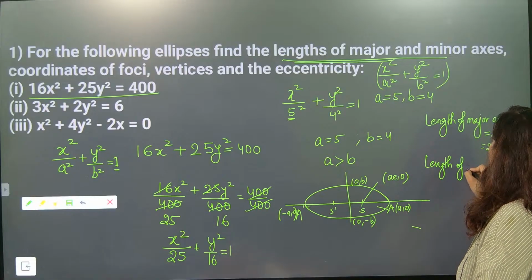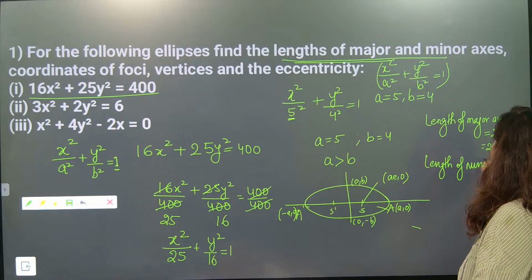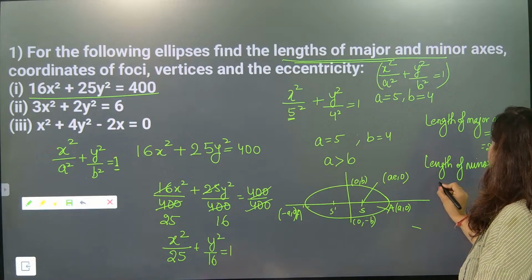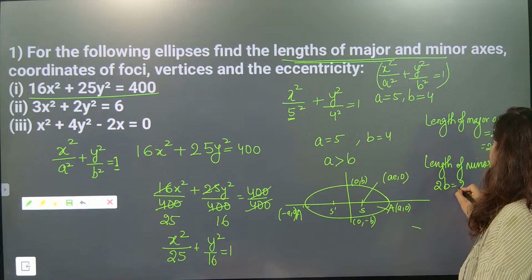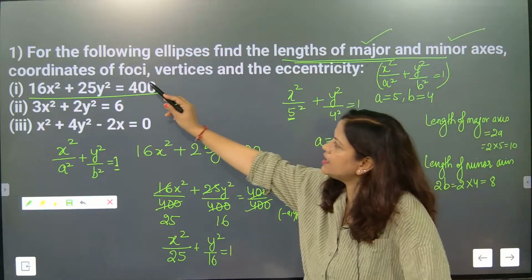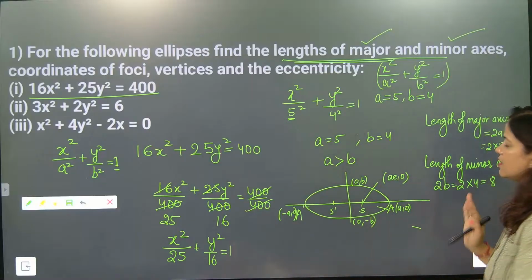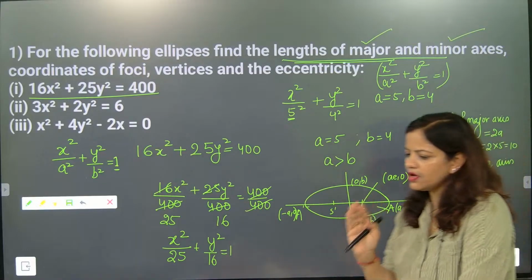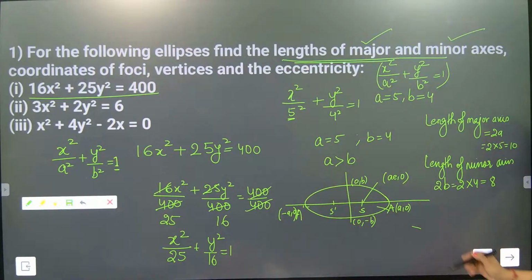So the length of the minor axis, if somebody asks, will be 2b. So 2b is 2 into 4, which is 8. The length of the major axis is done, the length of the minor axis is done, now the coordinates of the foci. For finding the coordinates of the foci, you have to do a small piece of work.